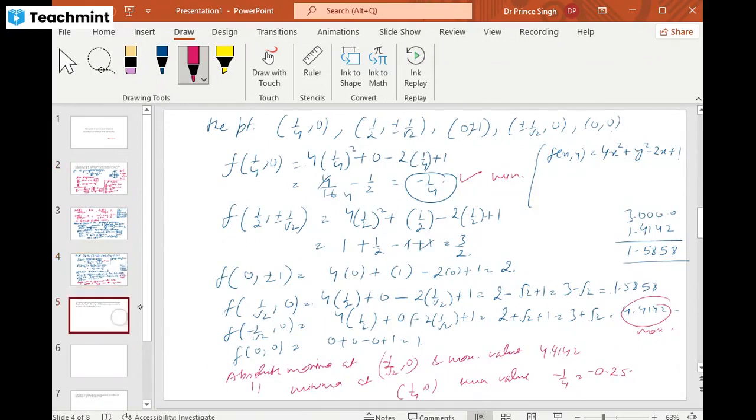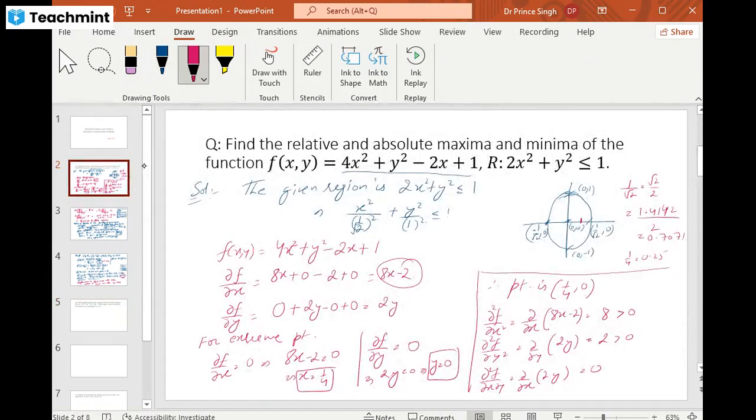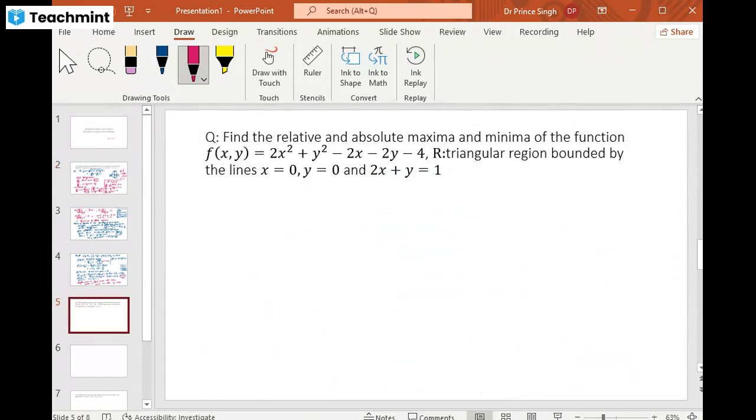Okay, let us consider another problem. In the previous problem, we considered one curve, which is a single curve, right? Like an ellipse is a single curve, but in this case, we are given a triangular region. So a triangular region is piecewise smooth. It is made up of piecewise smooth curves. So let me firstly draw the rough sketch of the region.